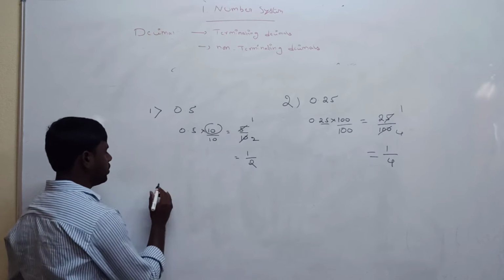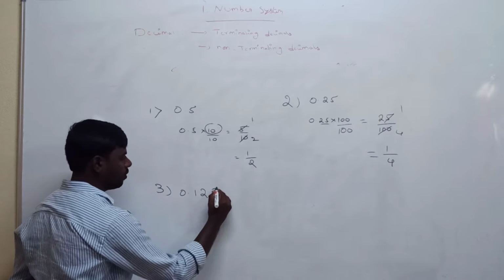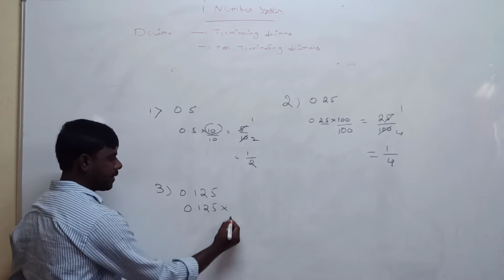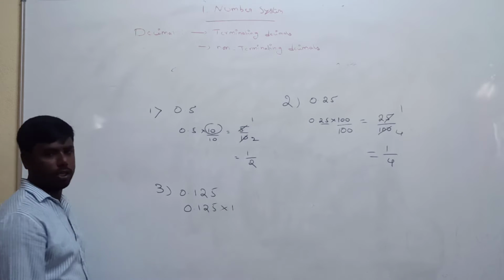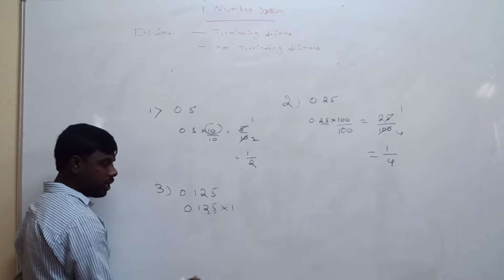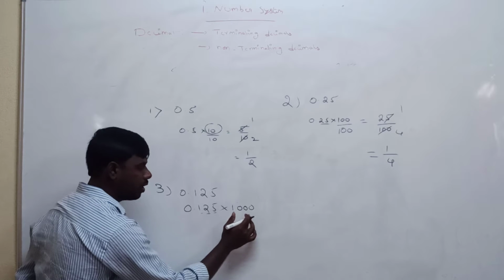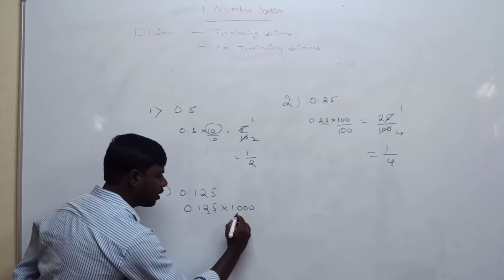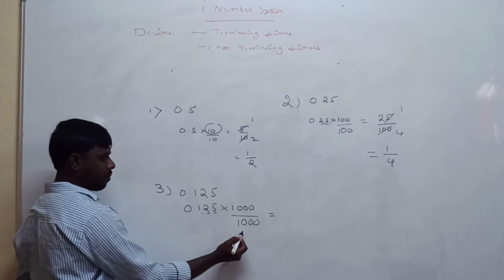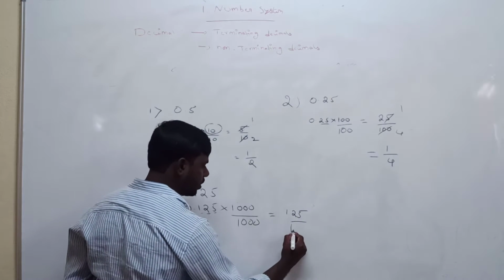Everyone understood? Third question: 0.125. Same as this, take the given value 0.125 into 1, which is 0.125. How many digits after the decimal are there? 1, 2, 3. Three digits after the point, so we take three zeros. We should get 1000. So 0.125 is multiplied by 1000 and divided by 1000. Now 0.125 into 1000 is 125. The denominator value is 1000.